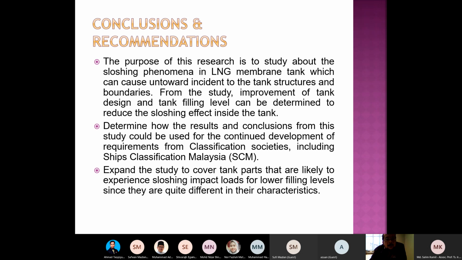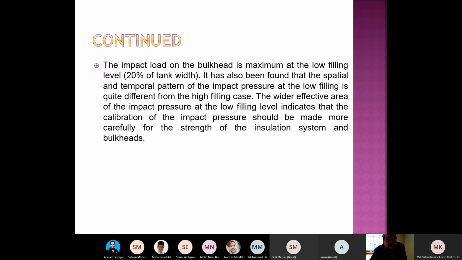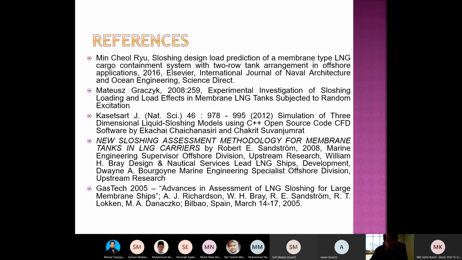Okay, this one I mentioned earlier on. So to avoid the impact load, the filling level should not be less than 20% of tank width. It has also been found that the spatial and temporal pattern of impact pressure at low filling level is quite different from the high filling case. The wider effective area of the impact pressure at low filling level indicates that consideration of the impact pressure should be made more carefully for the strength of the insulation system and bulkheads, right?